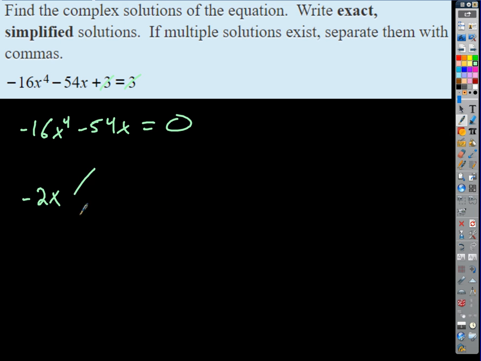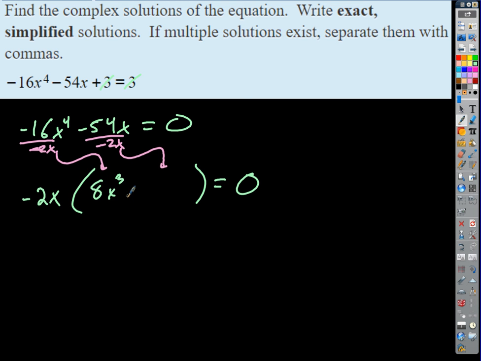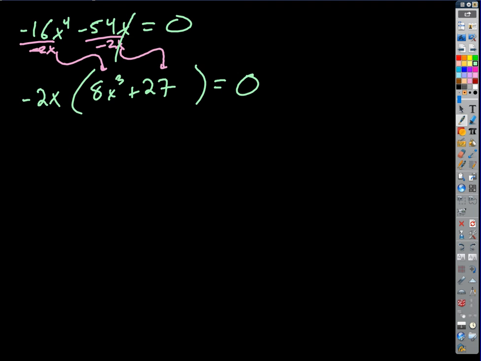Okay, and what does that leave behind if we do that? 8x cubed. Okay, it's the same thing, when I factor out a negative 2x, it's like dividing by negative 2x, right? Good, so that's going to give us negative 16 over negative 2 is positive 8, x to the fourth over x is x cubed. Here we get negative 54 over negative 2 is positive 27, and then the x's cancel, right? Okay, good. So far so good.